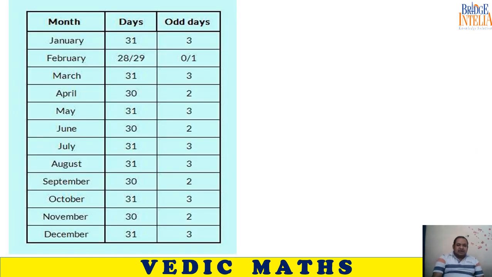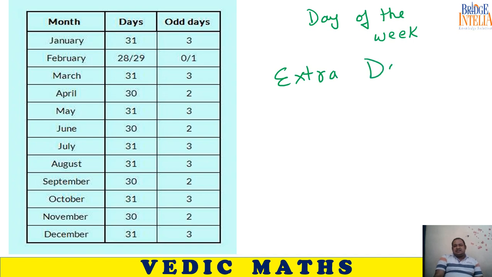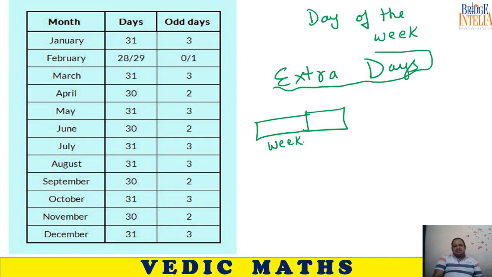Now, understand the concept of odd days. When you are asked to find the day of the week, only the extra days contain the answer. You remove the multiples of 7 because every 7 days means one complete week. So basically the answer is given on the basis of extra days.